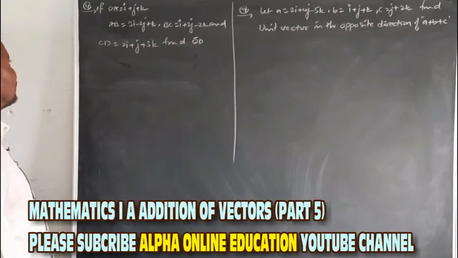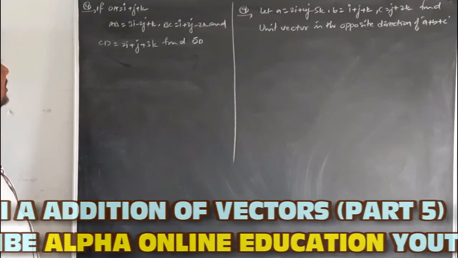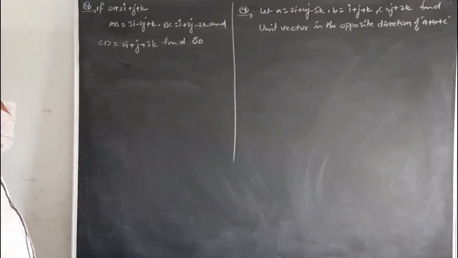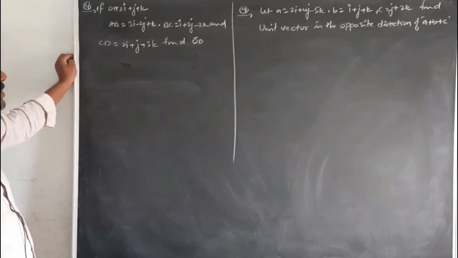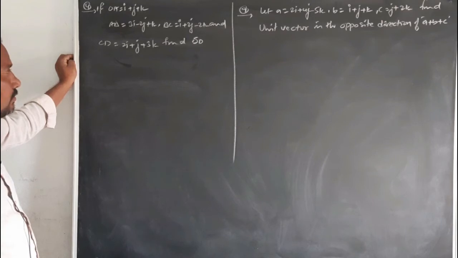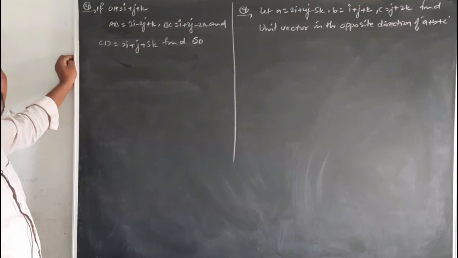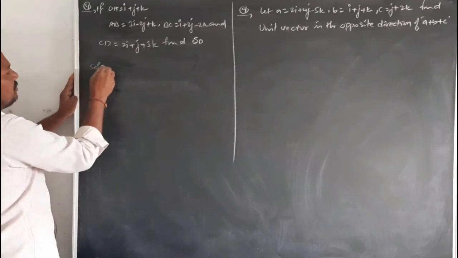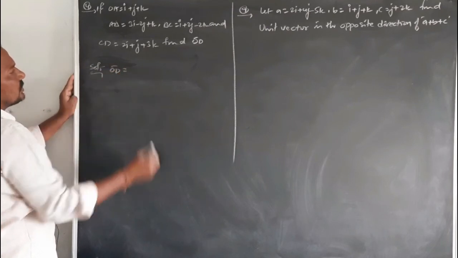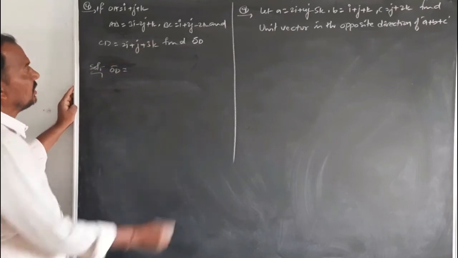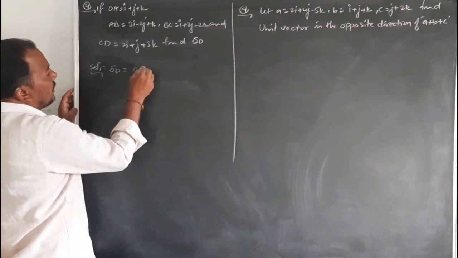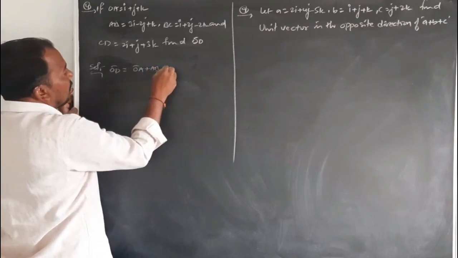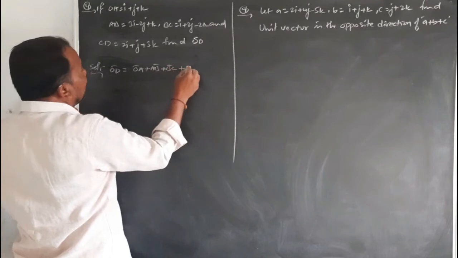Solve some problems. If OA equals i plus j plus k, AB equals 3i minus 2j plus k, BC equals i plus 2j minus 2k, and CD equals 2i plus j plus 3k, find OD. Simple. OD equals the sum of all these sides: OA, AB, BC, CD.